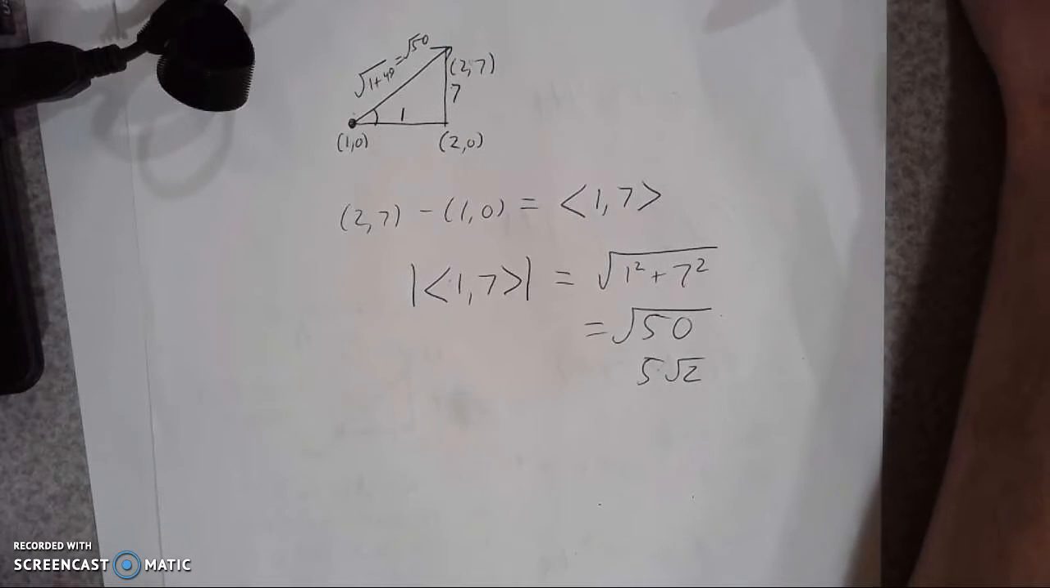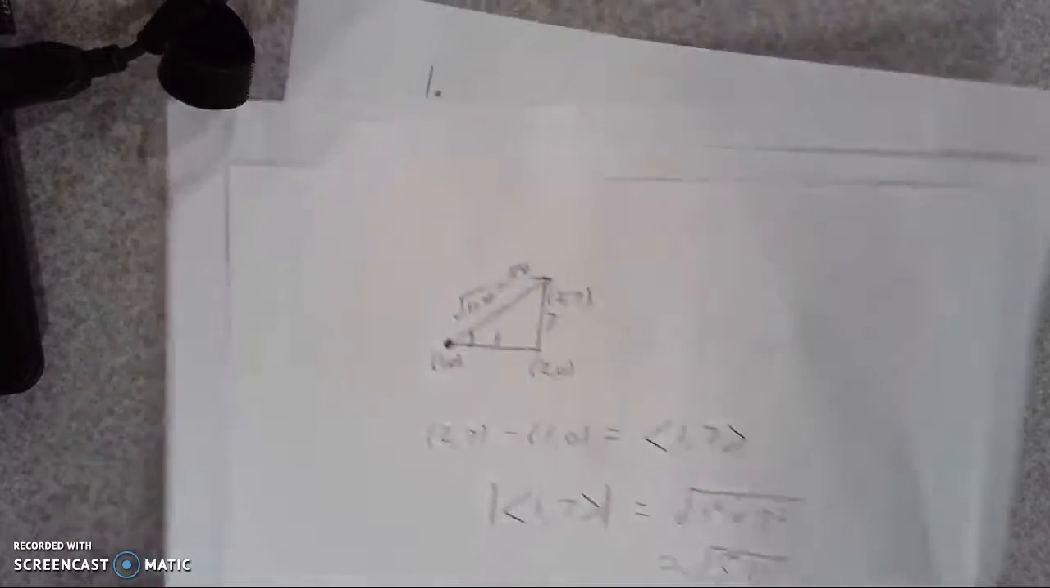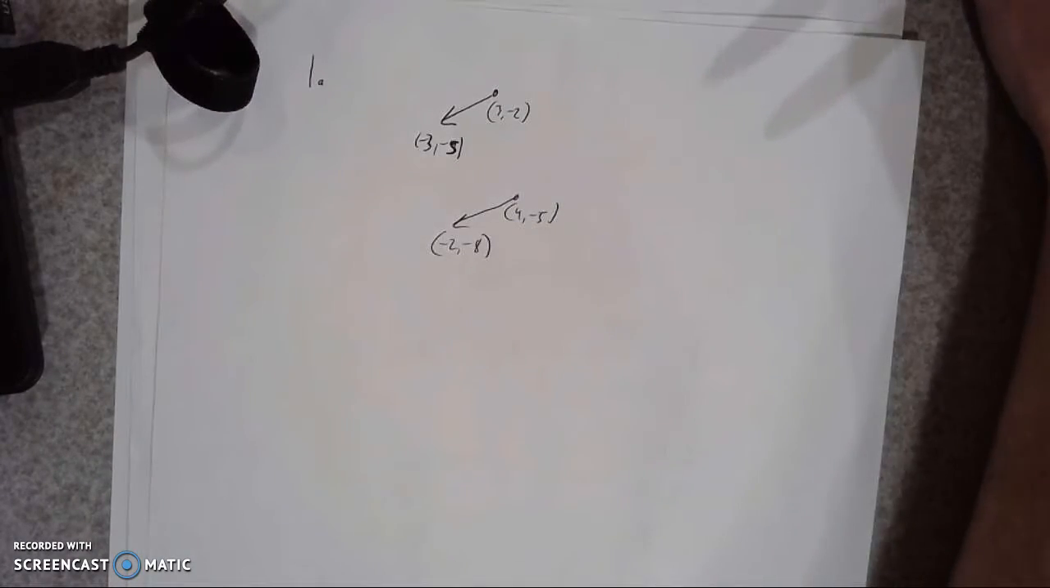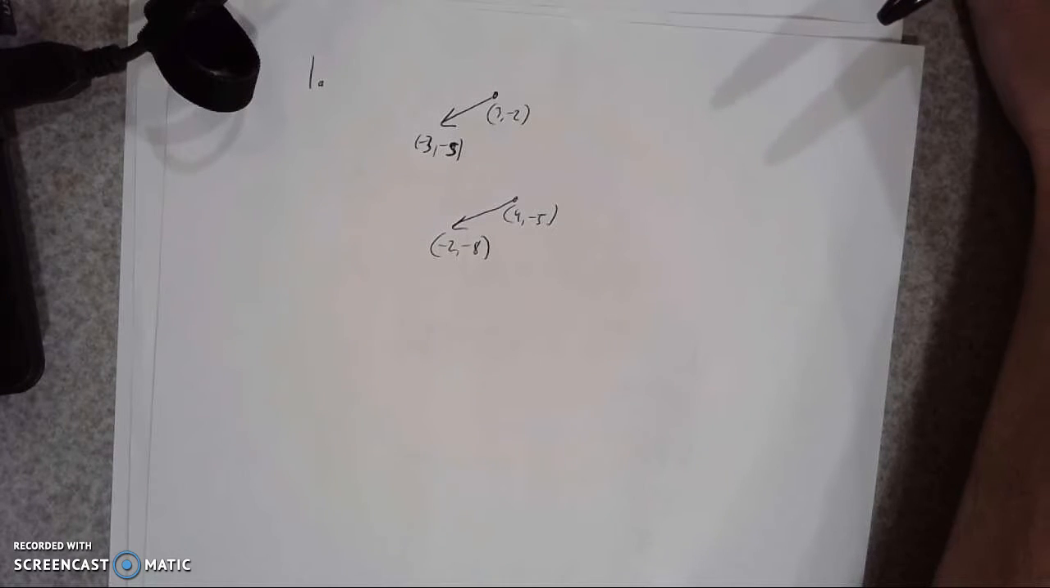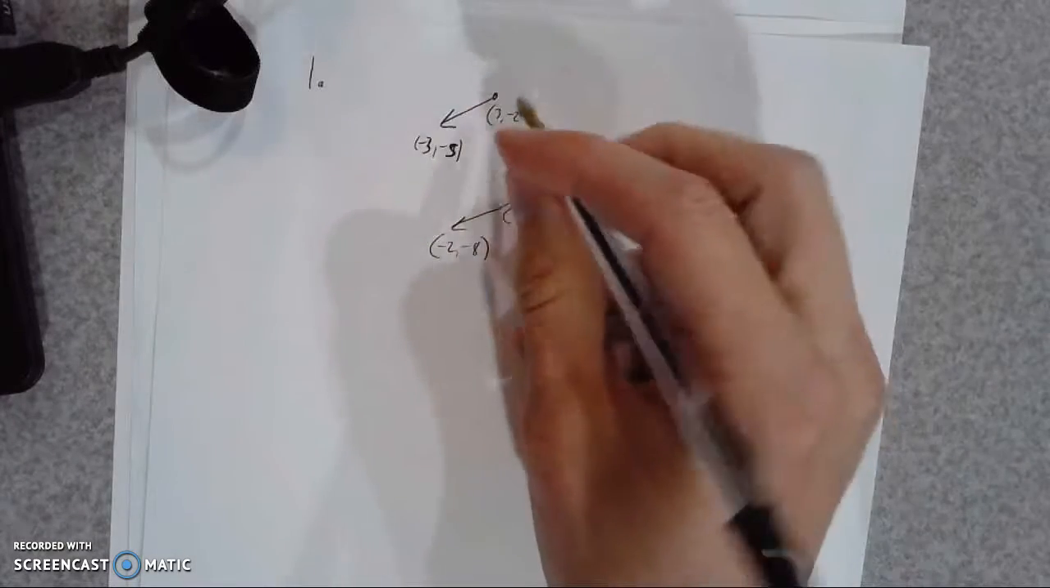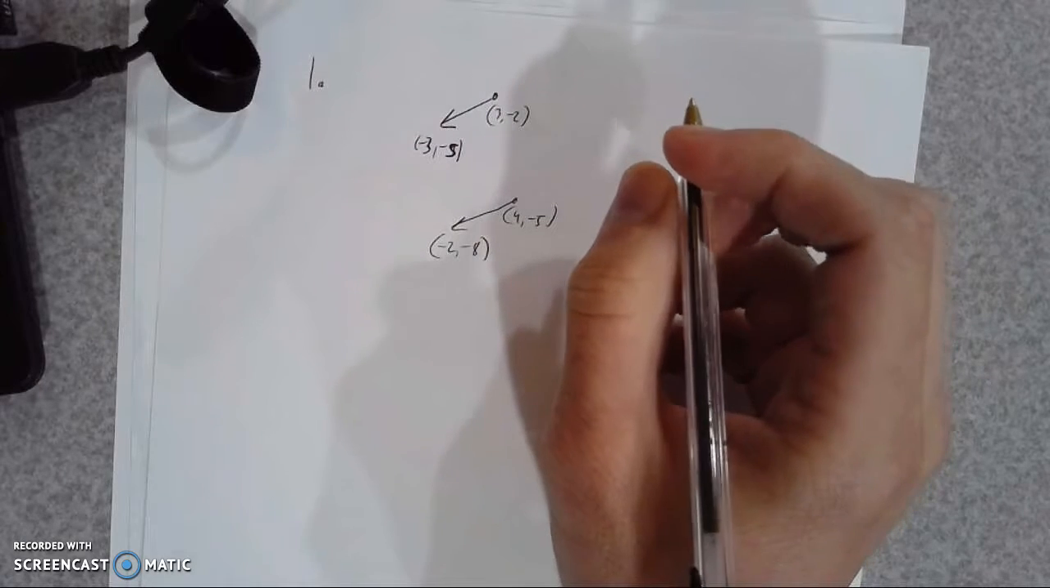Good enough. Let's look at question number 1. So this basically has a picture with a couple of different vectors, and they ask us to find the magnitude of u and find the magnitude of v, and then describe whether u equals v. Well, the first thing you notice from the picture is that u and v are traveling in the same direction.